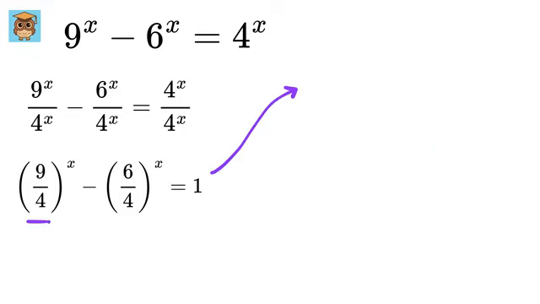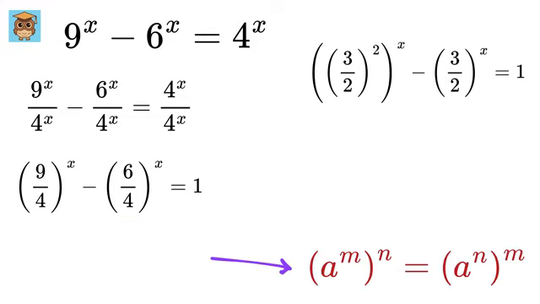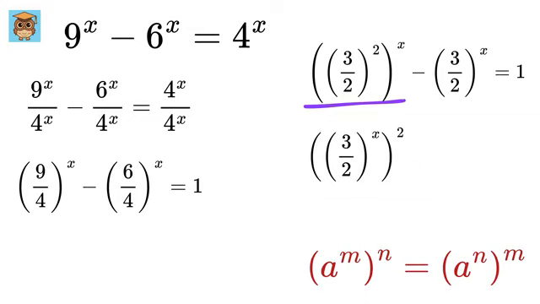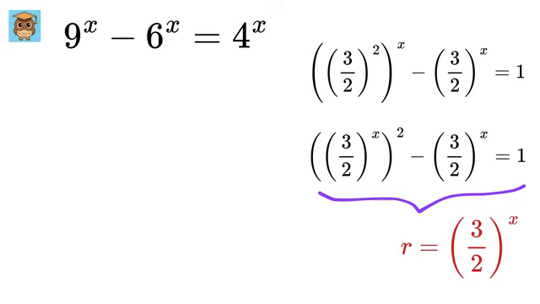Then we can write this 9 by 4 as 3 by 2 whole square, and then this 6 by 4 as 3 over 2. Then we can use this power rule. So this will become 3 by 2 raised to x whole square minus 3 by 2 to the x equals 1. We will now use substitution, where we will call r as 3 by 2 raised to x. So this will become r square minus r equals 1.